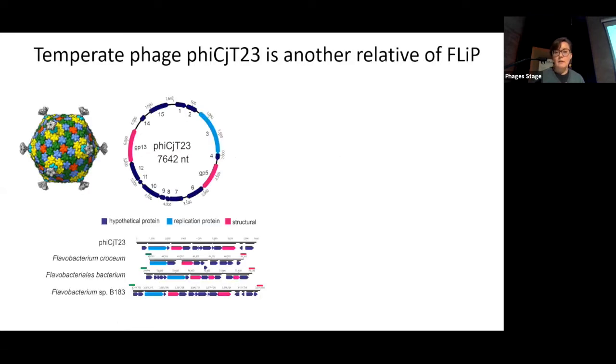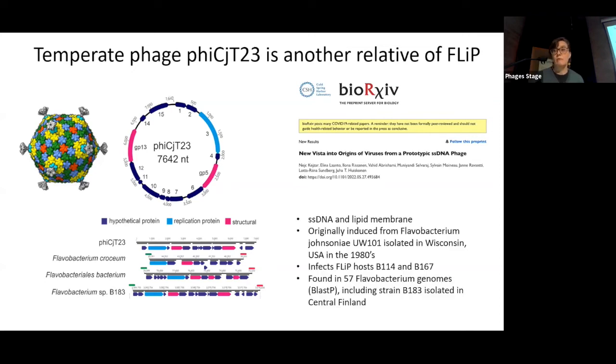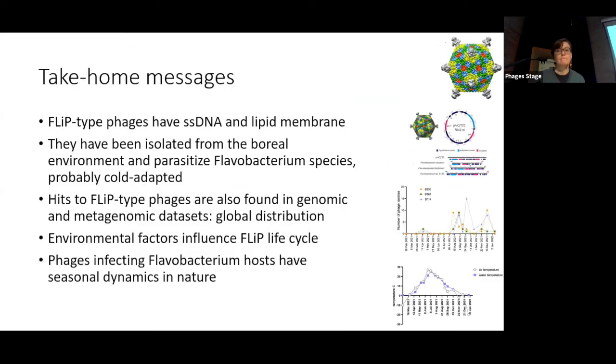Just to end the talk, I'd like to show you that now we have 2 isolates of FLiP, but we also have another isolate that was induced from a Flavobacterium strain in the 1980s, collected in Wisconsin. This also has single-stranded DNA and a lipid membrane. The genome is a little bit smaller, and this can also be found in genomes of different Flavobacteria. So it's true that these FLiP-type phages are probably more widespread in bacterial communities than we thought.